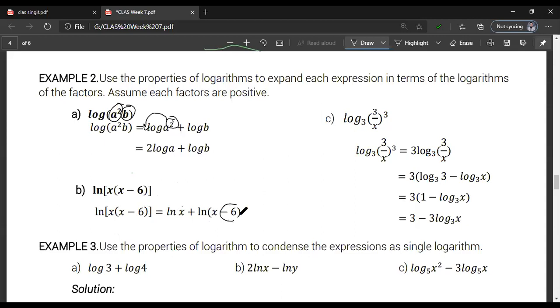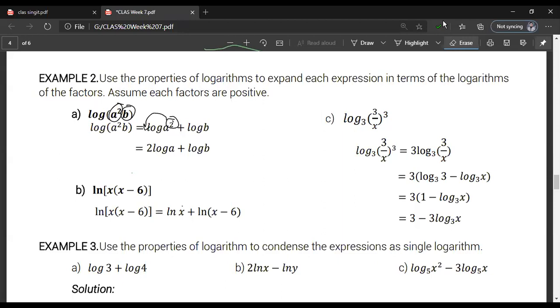Ito class, pwede ba galawin? No. Kasi po, nasa loob yan siya ng ln. Saka wala tayong property na pwede siyang galawin. Okay? Maliban na lang kung may ln dito, pwede siyang pagsamahin, pero wala. 'Di ba? Saka nasa loob siya ng parenthesis. Ibig sabihin, yan po ay kasama ng x dun sa ln. Ln of x minus 6 yan siya buo. Okay?